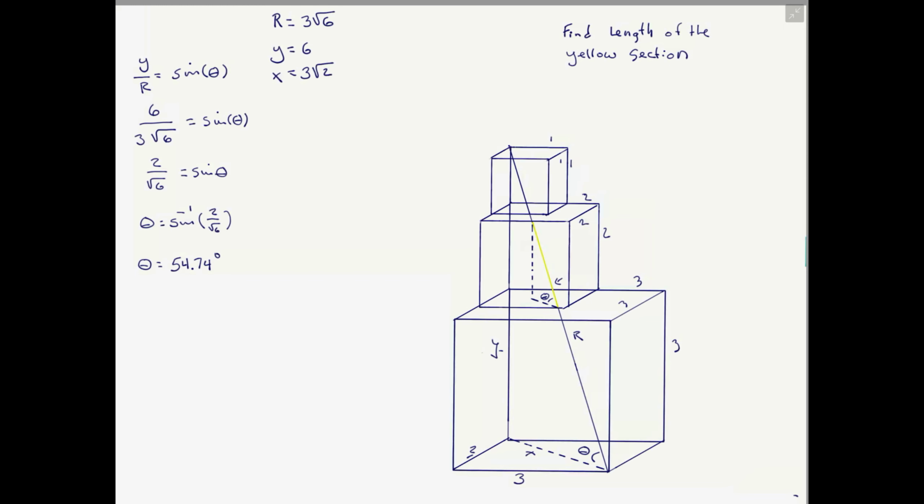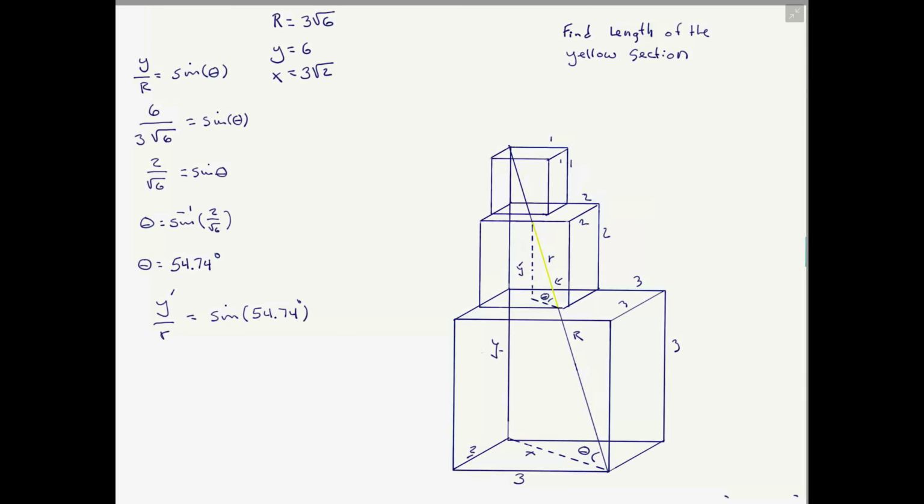54.74 degrees. I just want to confirm that, if my memory serves me well. Let's see, we've got 2 divided by the square root of 6, equals inverse sine, 54.74. Okay, so my memory served me well. Now, that is theta, and we have similar triangles, so we have the same angle up here.